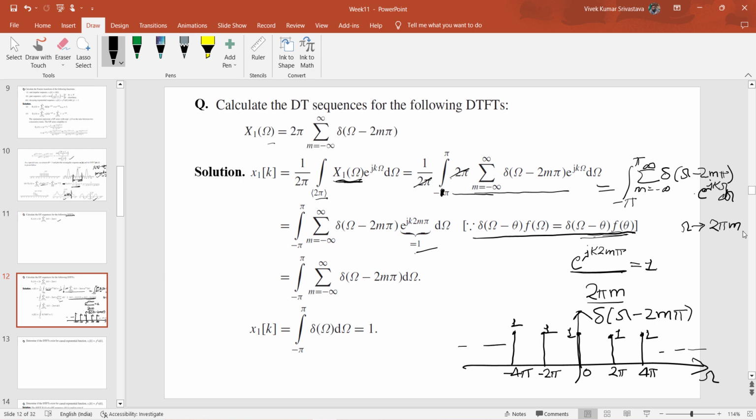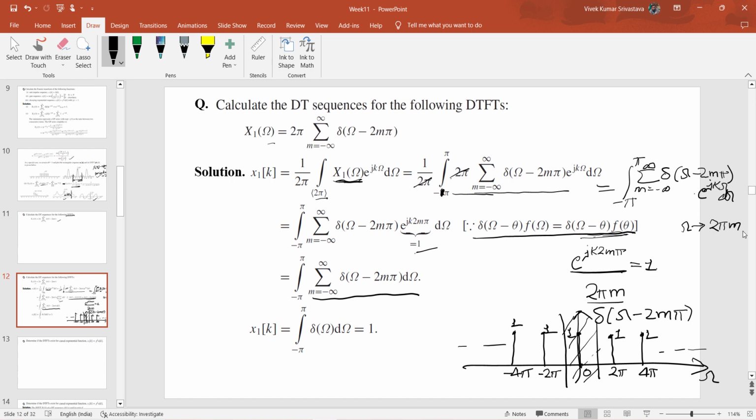But here, if you see, we are integrating this expression from minus pi to pi, that is from here to here. Okay, so we are integrating this from here to here, and here we can see that this delta of rho minus 2 m pi is defined only for omega equals 0 here.